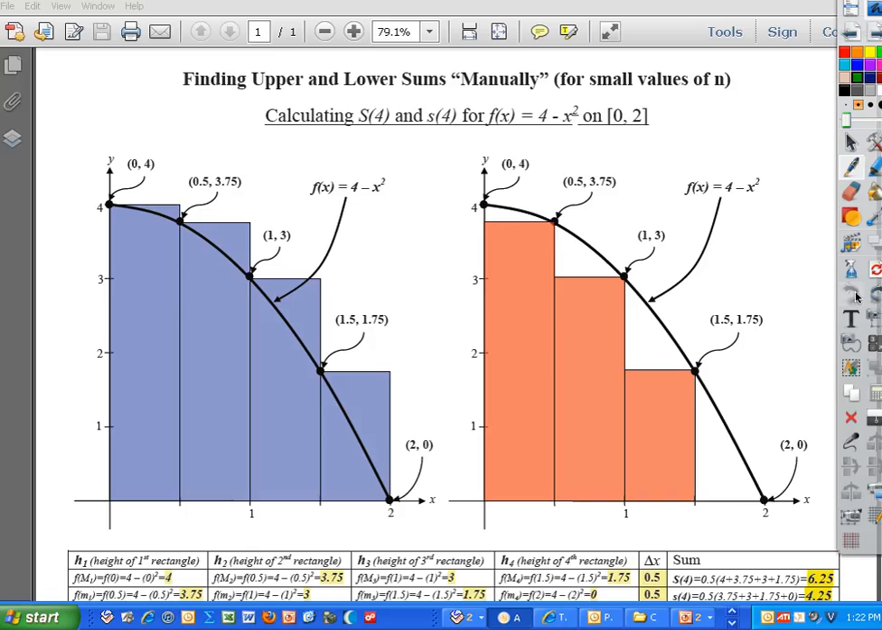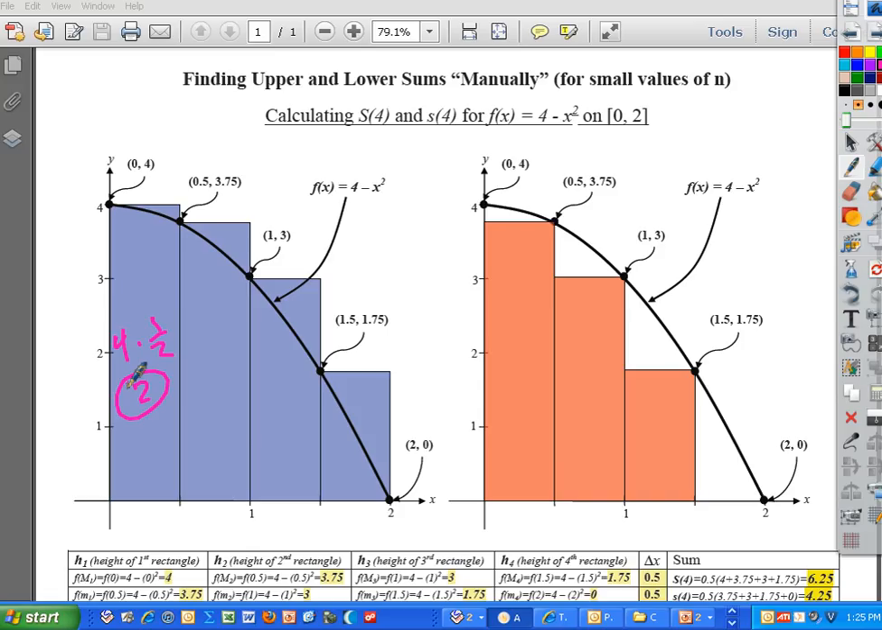The value of the function at x equals 0, because wouldn't that be the left edge of the first rectangle? First one goes from 0 to 1/2. If I put 0 into my function up here, I just get f of 0 is 4 minus 0 squared. 4, right? So the height of this one is 4. And the width is 1/2. So what's the area? 2. So there's the area of the first one.